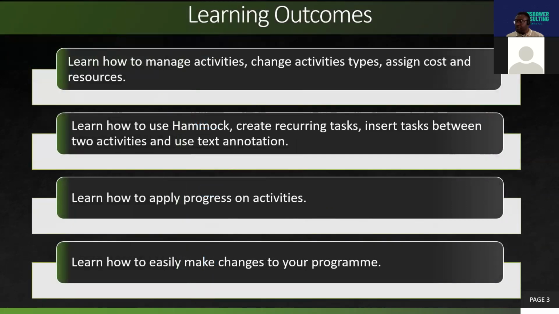So the learning outcome will be, number one, we will learn how to manage activities, change activity types, assign costs, and resources. We will also learn to use Hammock, create recurring tasks, insert tasks between two activities, and use text annotation. We will learn how to apply progress on activities, and also learn how to easily make changes to your program.